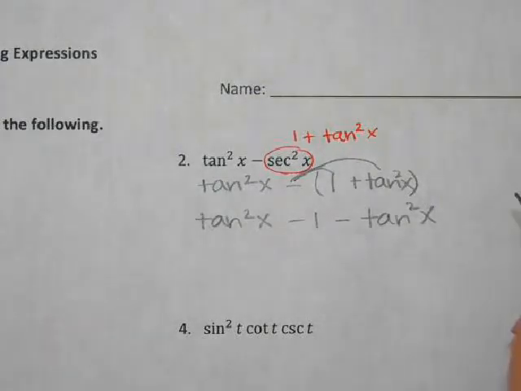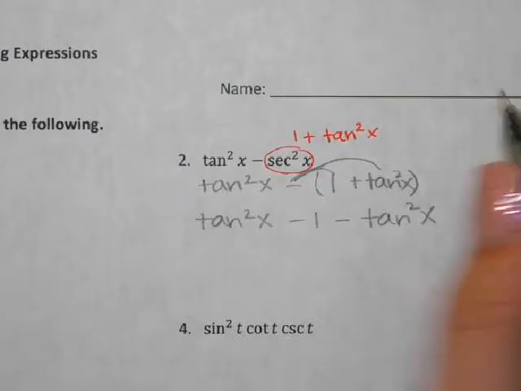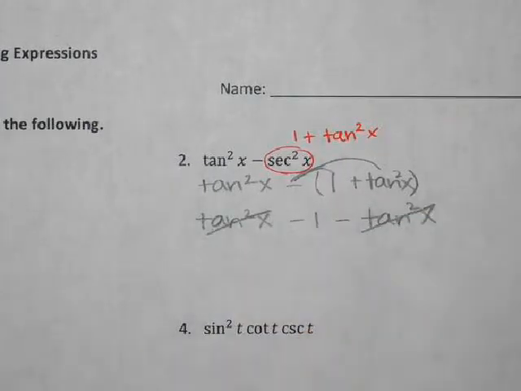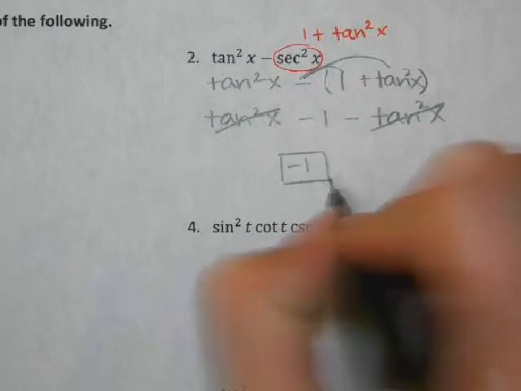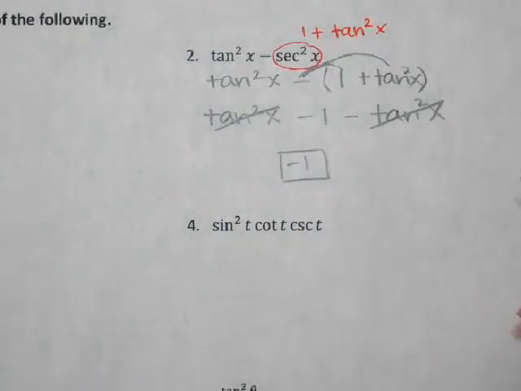And then what happens? If you combine like terms, what happens to the tan squareds? They cancel. You have a positive version and a negative version, so they're gone. And then that means that your simplified answer would be negative 1. Okay, so that one's done.